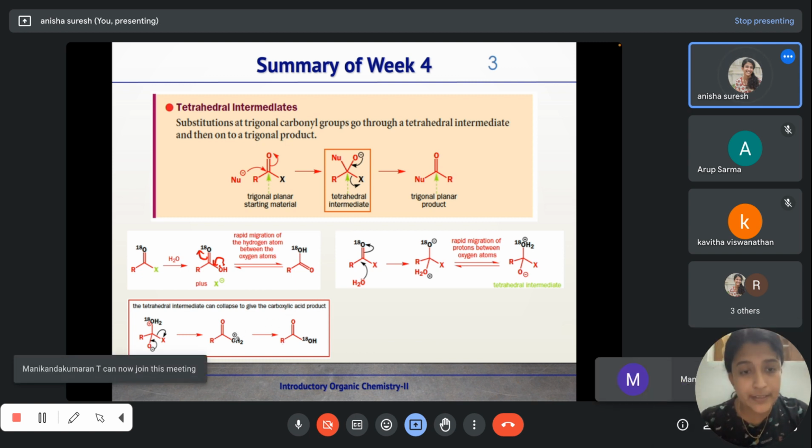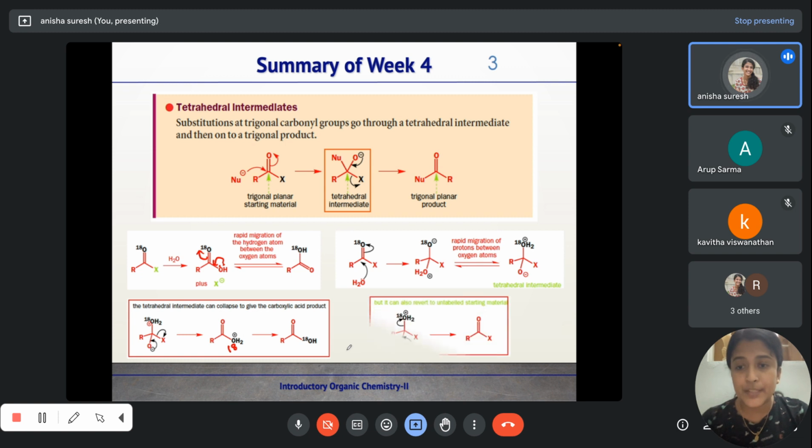So here this oxygen will be O18 substituted one. And another possibility is that it can also revert to unlabeled starting material. Our starting material was with labeled oxygen.